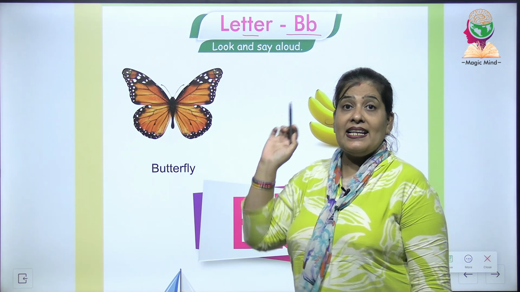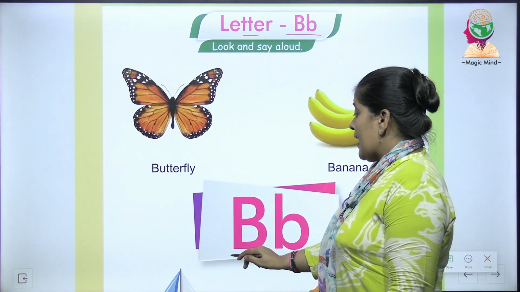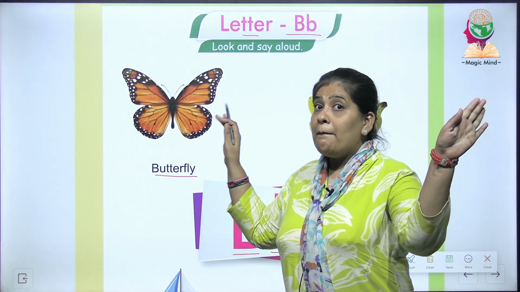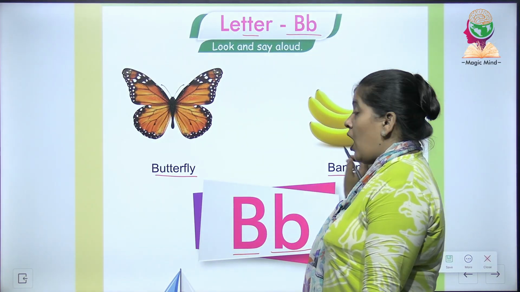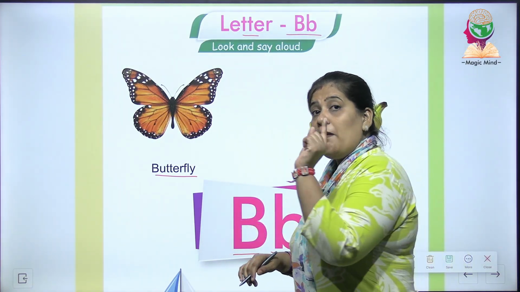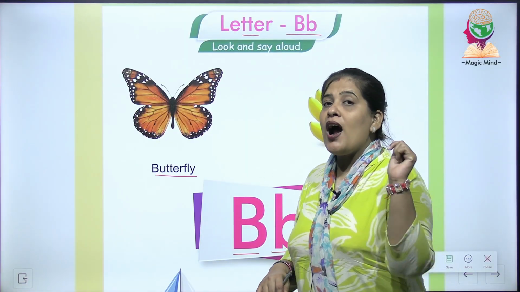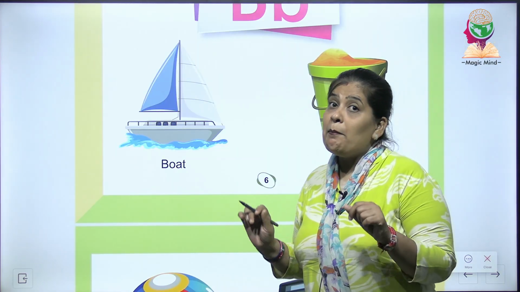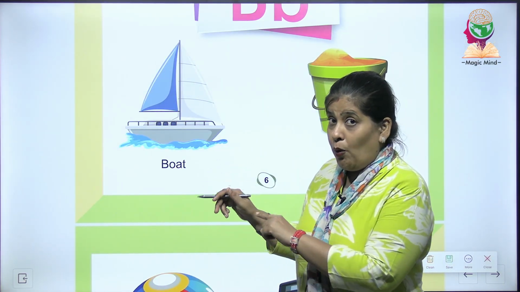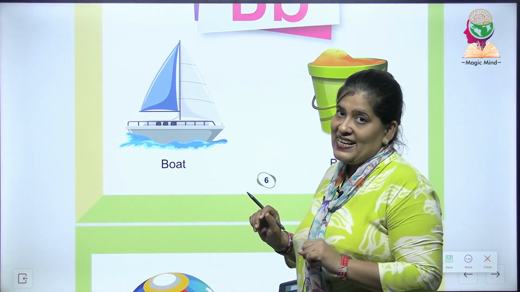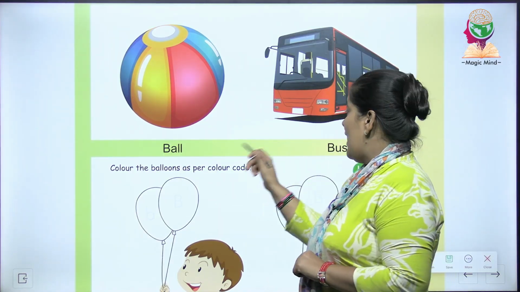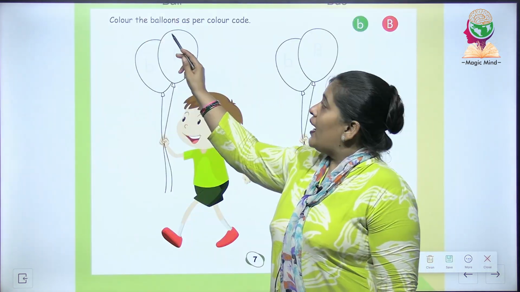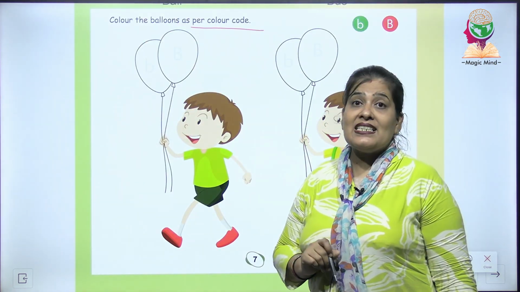लेटर बी. दिस इज capital B and this is small b. B for butterfly, B for banana. B for boat and B for bucket. B for ball and B for bus. Color the balloons as per color code.